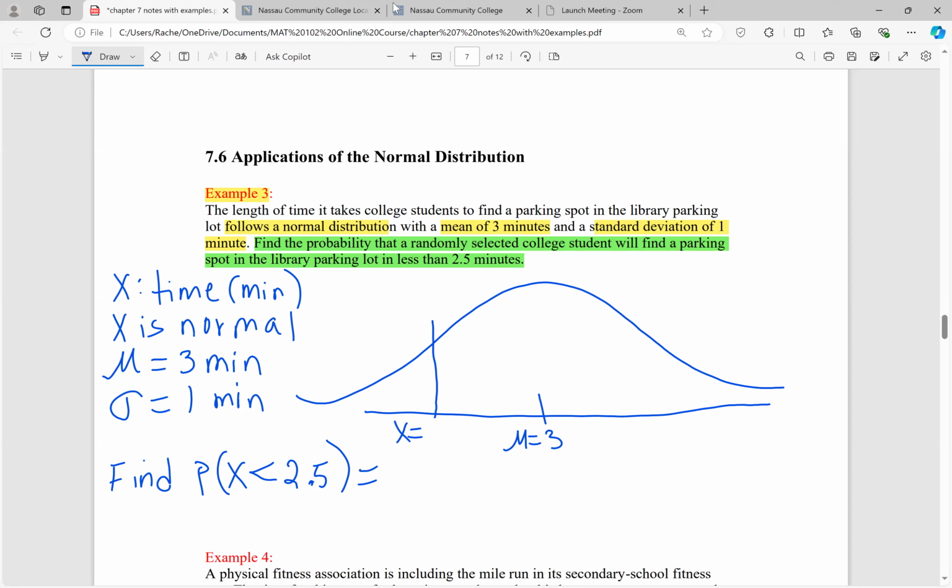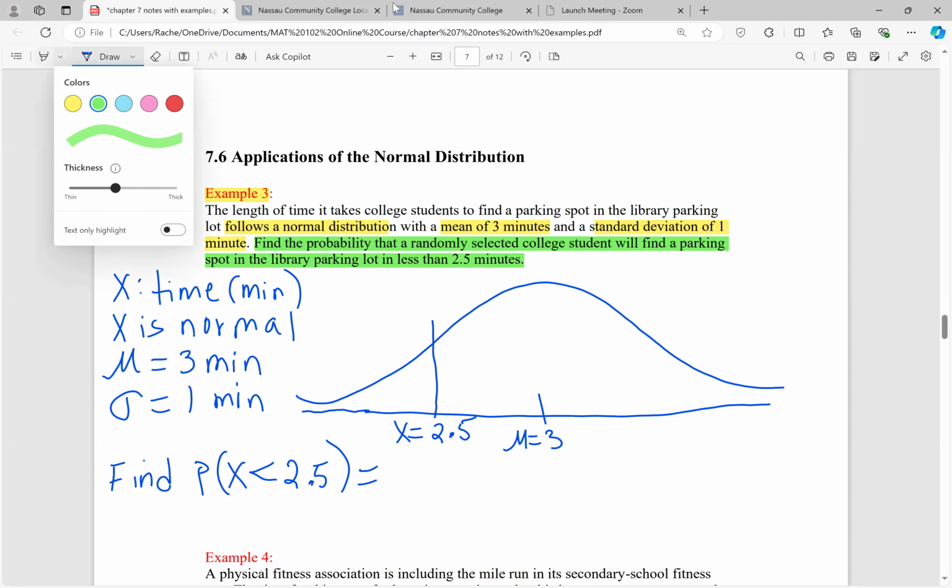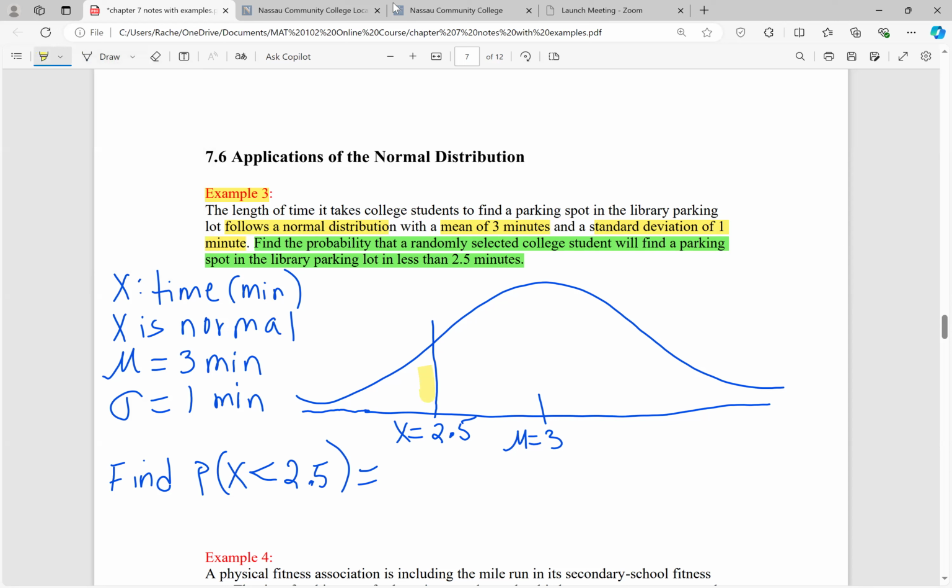So let's say here's X is 2.5. And we want to find the probability that the time it takes to park is less than 2.5. Anything less than 2.5 is going to be to the left on a number line, right? So we're looking for this area that I just shaded under the curve.